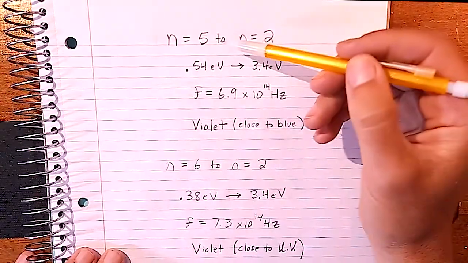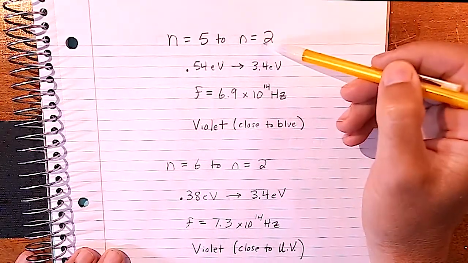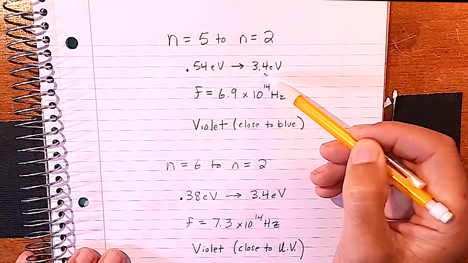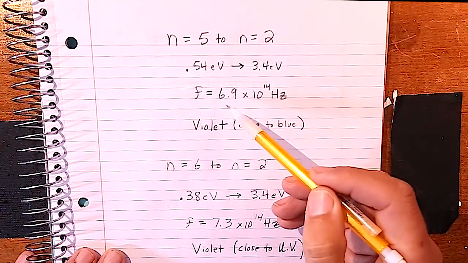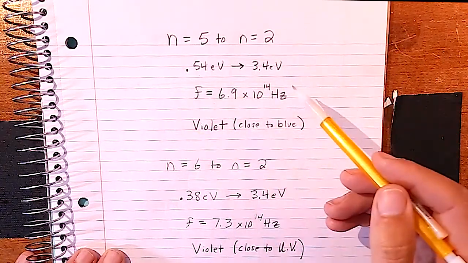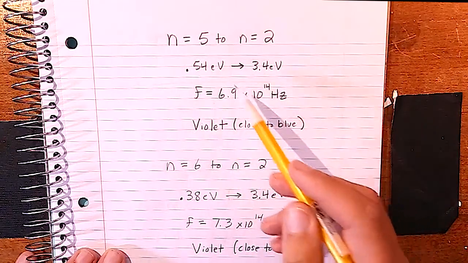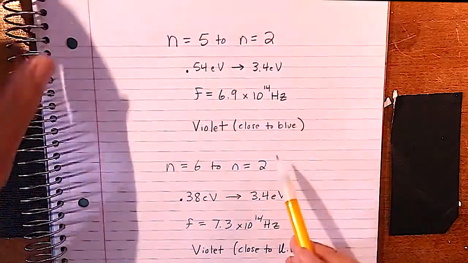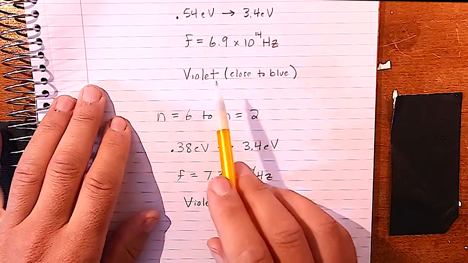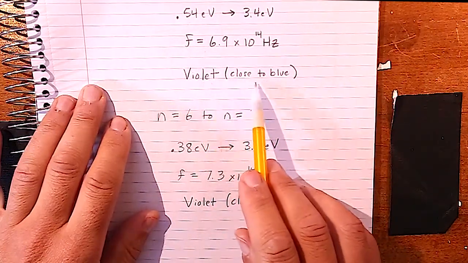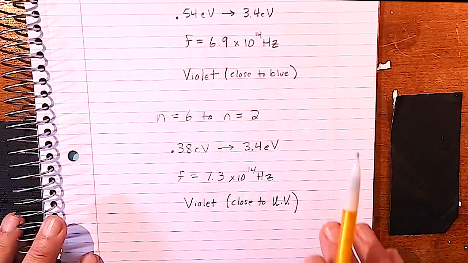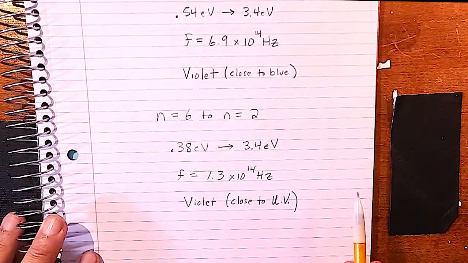So if we do hydrogen from 5 to 2, we look up the numbers, we subtract them, do our conversion, and use E equals hf to get the frequency. So we did 2 of those. I'm not going to do it all over again. It's the same exact process. And what you get is violet. And it's actually violet but very close to the blue side. So it's still violet, but it's violet with a little bit of a bluish hue to it.